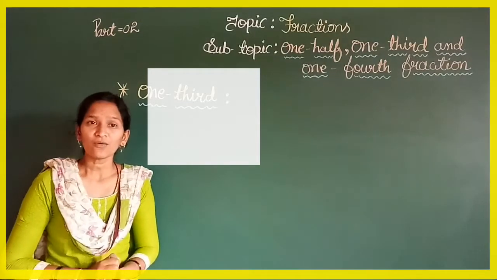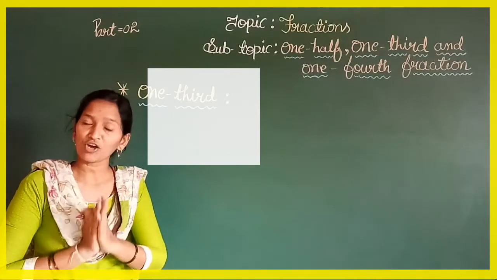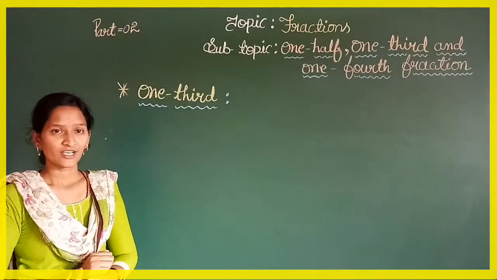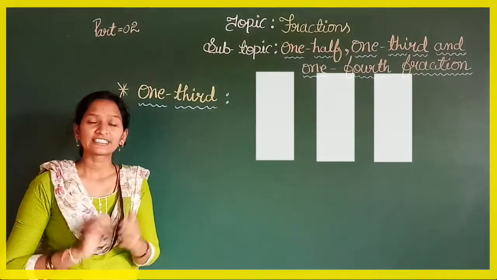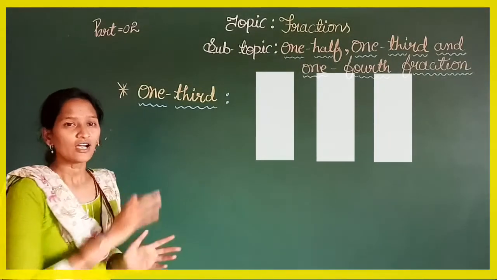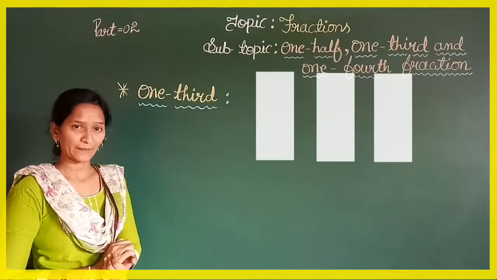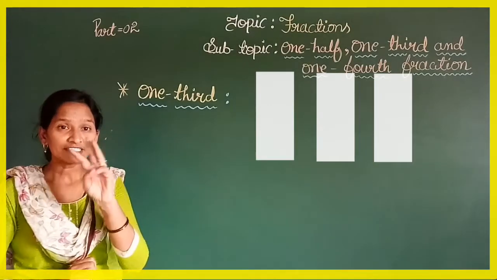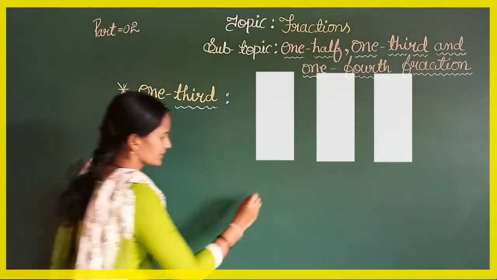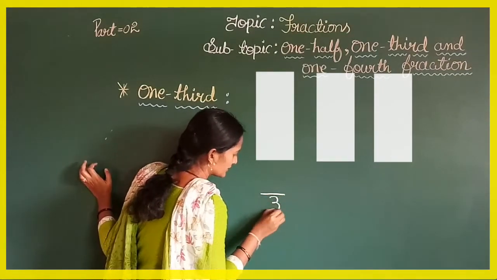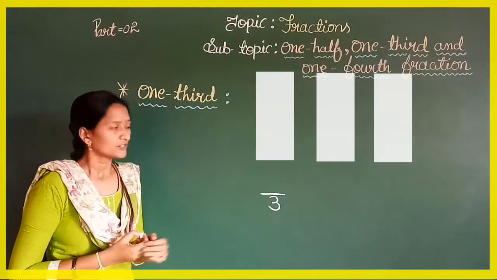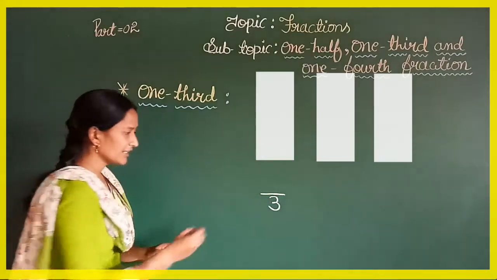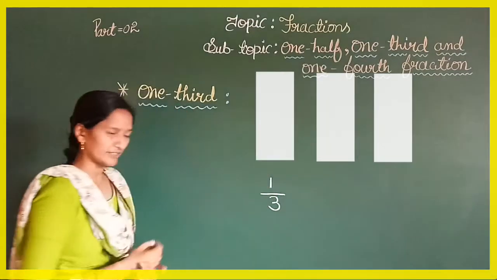Now I am dividing this complete sheet of paper into 3 equal parts. Look here, these are the 3 equal parts of a complete sheet of paper. How many parts did we make here? We made 3 parts, so write 3 here. The next, this is 1 part out of 3 equal parts, right? So I am writing 1 here.